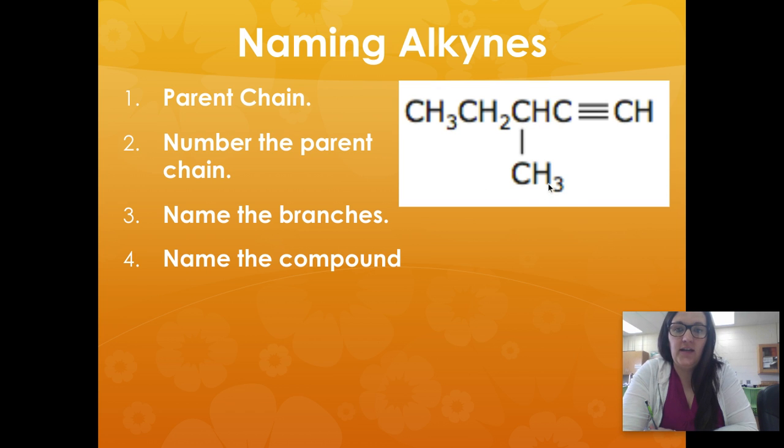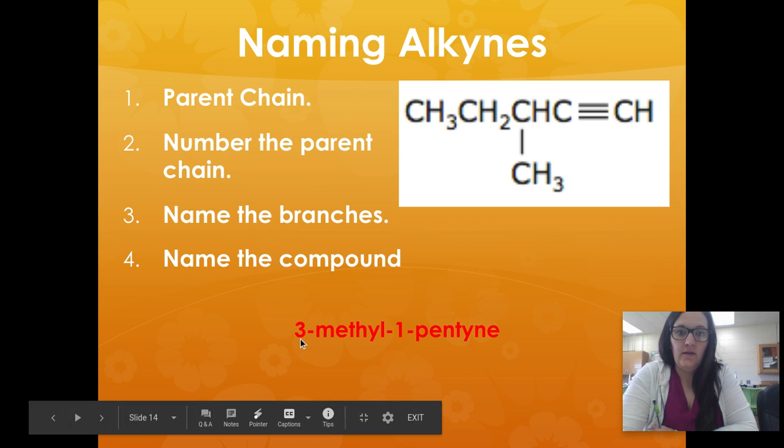I have a side chain here. It's coming off of the 3rd carbon, and it's a methyl group. So when I name my compound, I would name it 3-methyl-1-pentyne. So this tells me where the side chain is located and where the triple bond is located and how many total carbons I have in this compound.